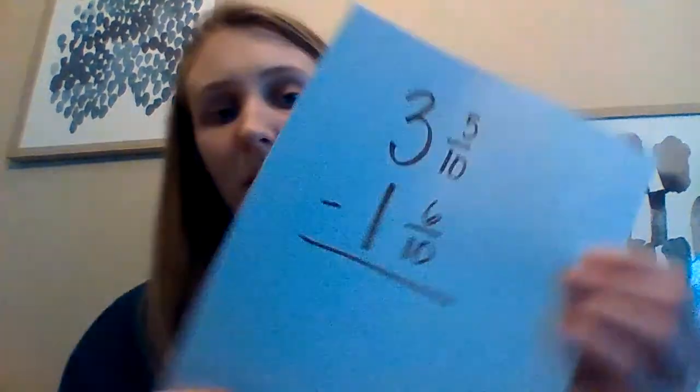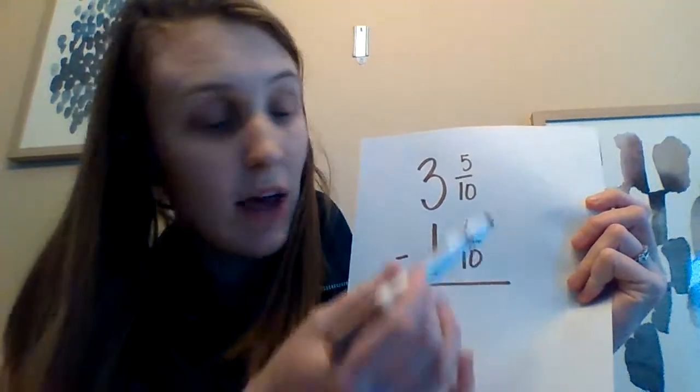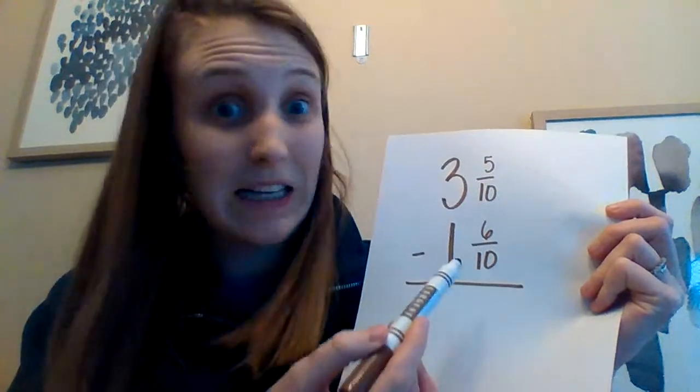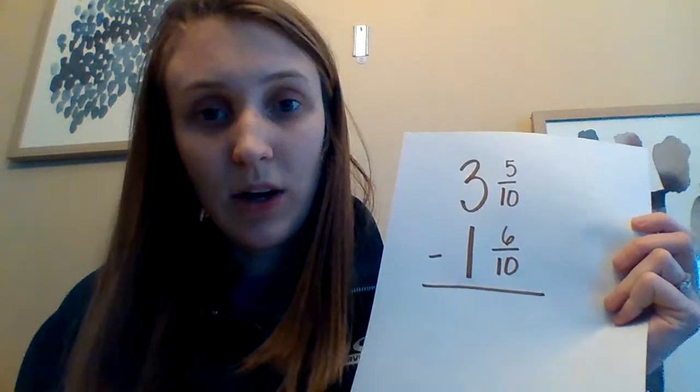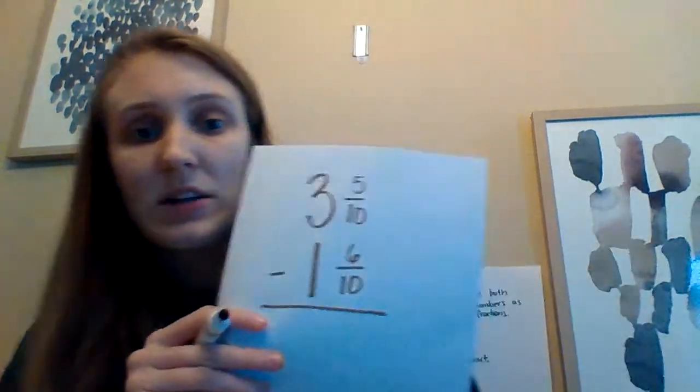Let's do 3 and 5/10 minus 1 and 6/10. So just like when you're subtracting regular numbers, you need to be really, really careful and make sure that you're paying attention. Don't do 6 minus 5. You can't do that. We're doing 5 minus 6, and we're not able to do that. So we're going to need to do some renaming. Okay, so let's try both strategies for this.